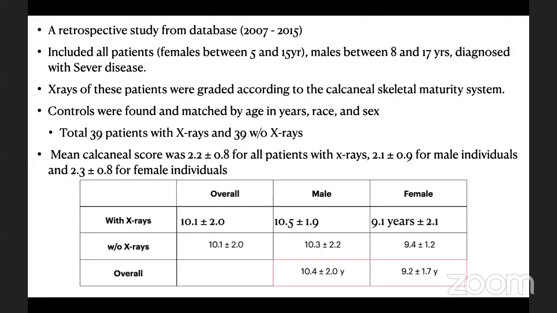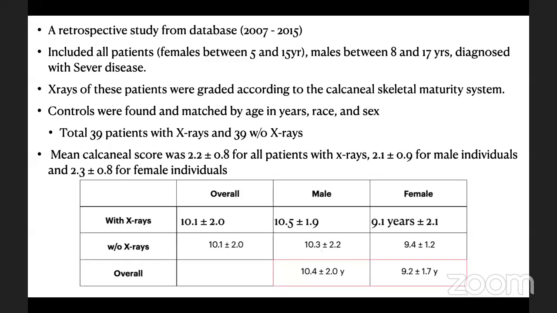So the study was a retrospective study from a database, and it included all patients, females between 5 and 15 years and males between 8 and 17 years who were diagnosed with severe disease, and they could have had an X-ray or could be without an X-ray. The X-rays of the patients that did undergo radiographs within 6 weeks of the diagnosis were graded according to the calcaneal skeletal maturity system.